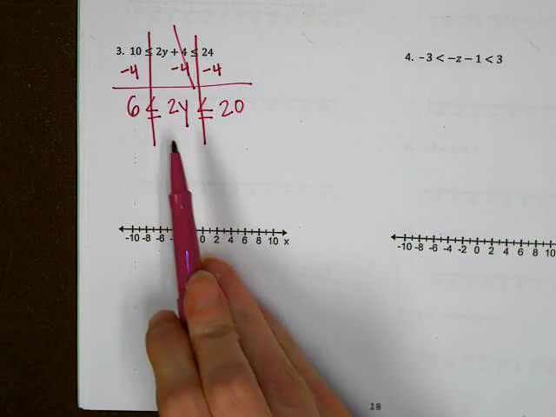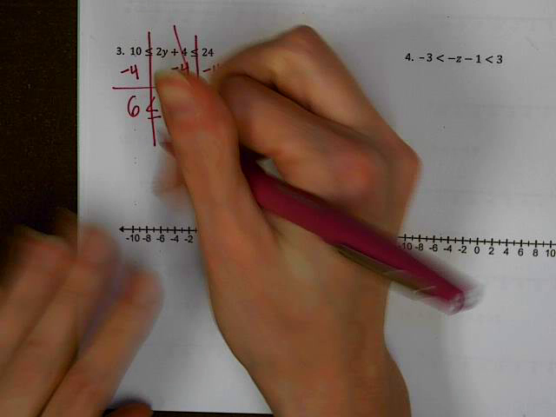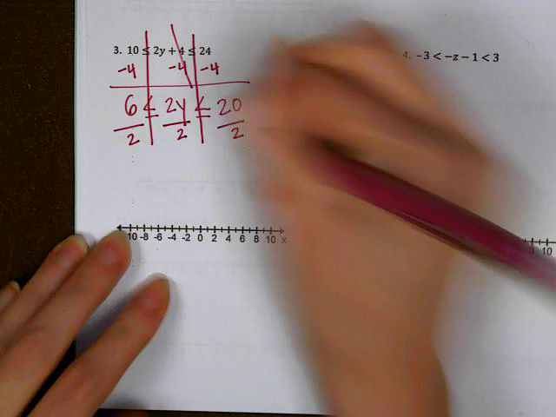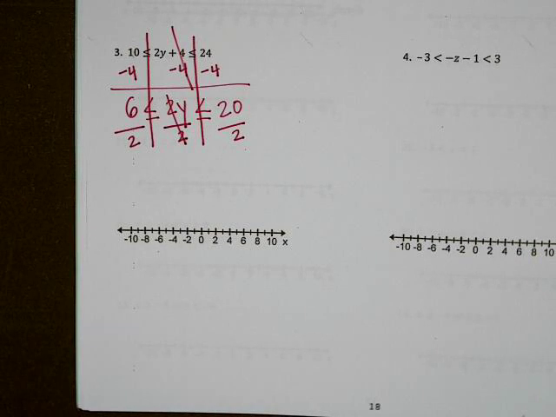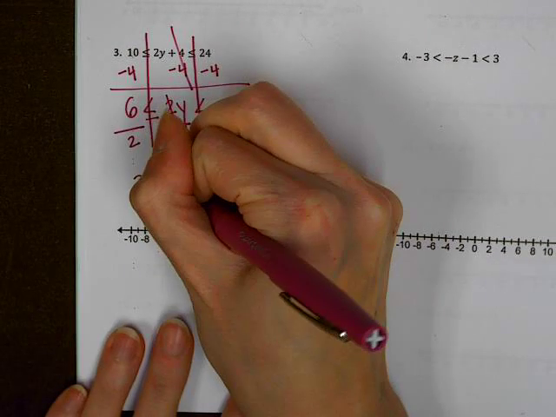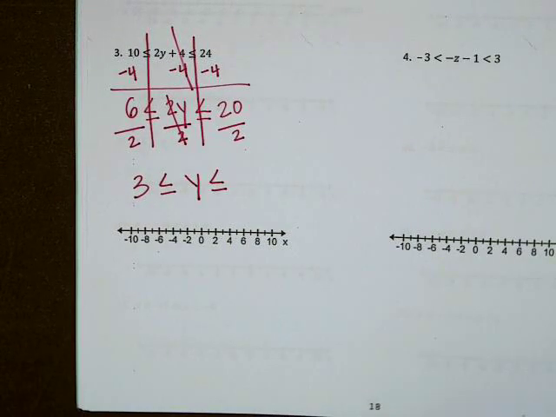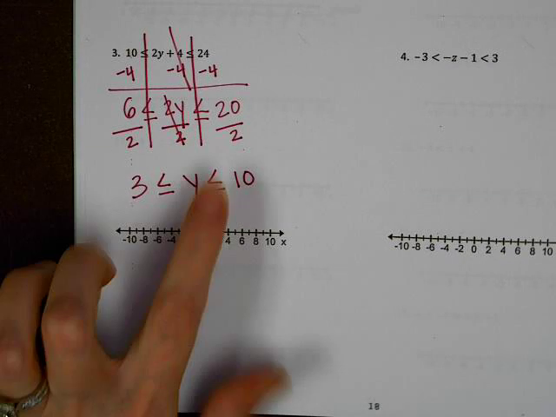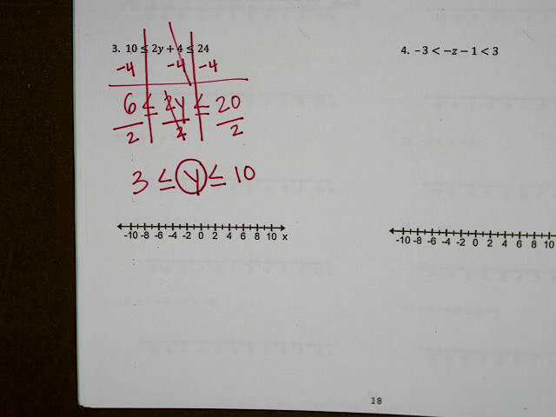Now y is not alone yet, so how do we undo multiplying by 2? We divide by 2, but don't forget to every section. So these cancel. 6 divided by 2 is 3. Less than or equal to y less than or equal to 20 divided by 2 is 10. And now y is alone, so now you're done. We just have to graph it.